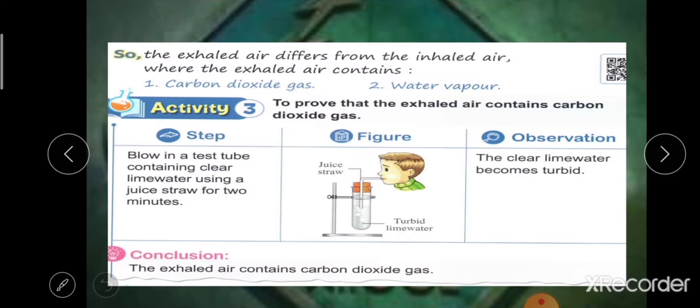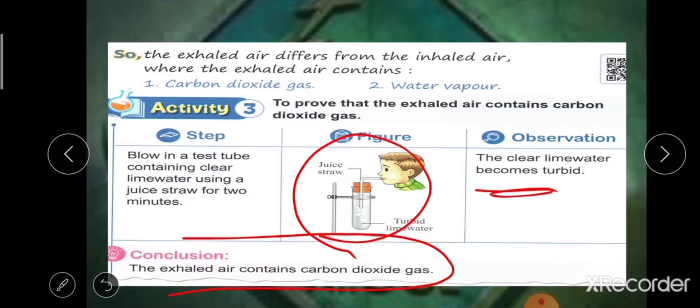We use lime water. Lime water is used to detect carbon dioxide gas. If there is carbon dioxide gas in the expelled air, the lime water becomes milky or turbid. So when we blow exhaled air into the lime water, we notice that the lime water becomes turbid. This means the exhaled air contains carbon dioxide gas.